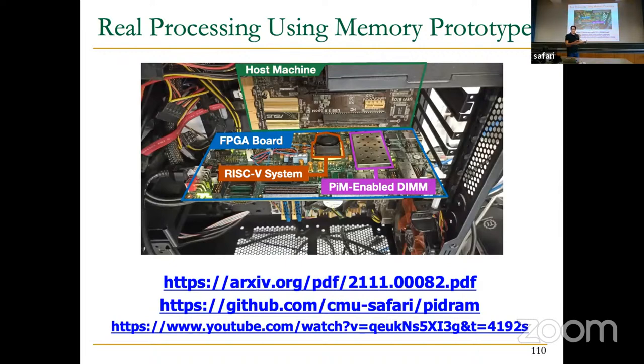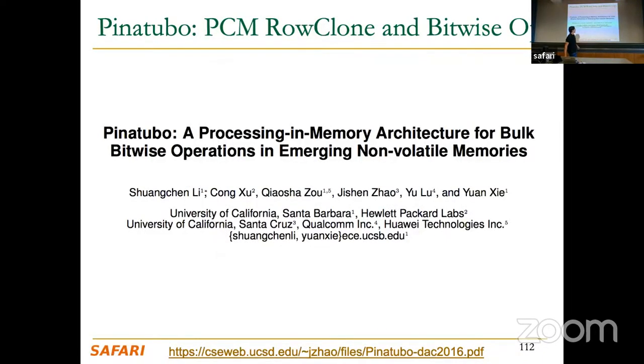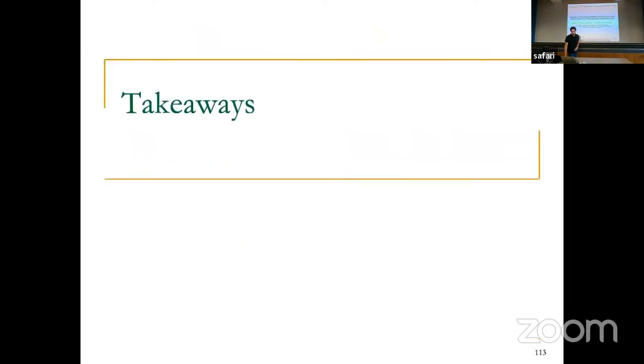We have taken that basic idea and have integrated it into an end-to-end framework that also implements a RISC-V system in the FPGA, and this can be used as a host processor that can perform row clone operations in memory or also generate random numbers in memory and then use them for real applications. So that's what the PyDRAM framework enables, and it's completely open source. Everything in the paper is already in arXiv and will be soon in ACM TACO. And this is the other one, the one that performs these bulk bitwise operations in non-volatile memories, PCM in particular.